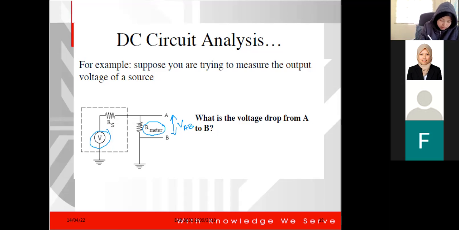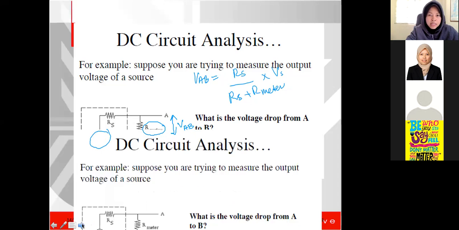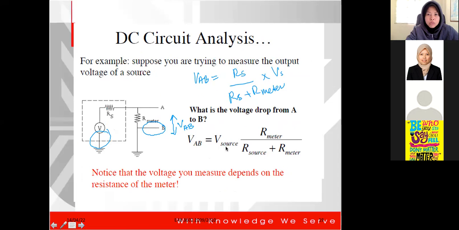VAB equals R source over R source plus R meter times V source. Okay, let's see whether the answer is correct, and we check and calculate together how we get it. So VAB equals V source times R meter on top, over R source plus R meter. Okay, so how do we get this answer?